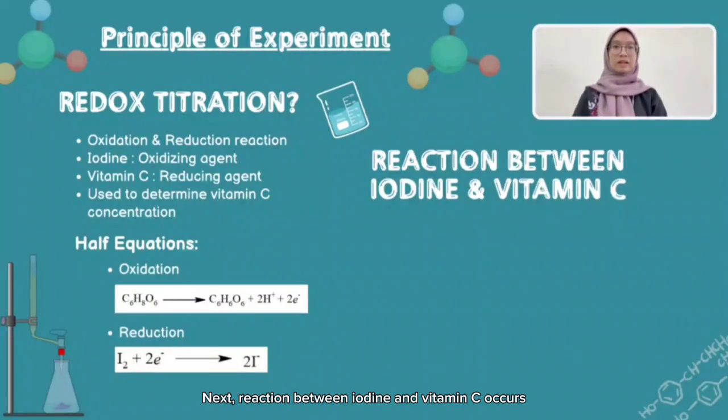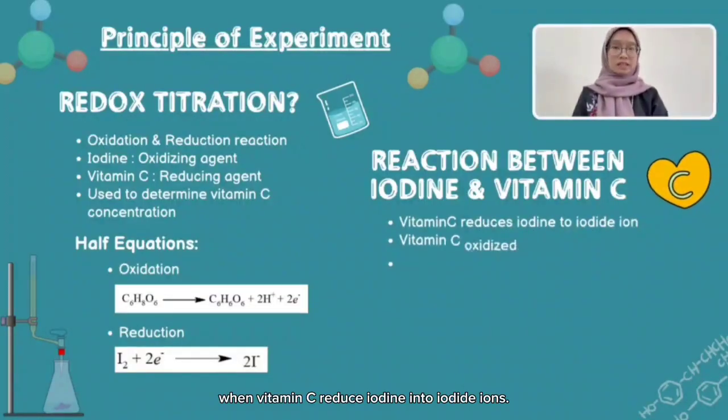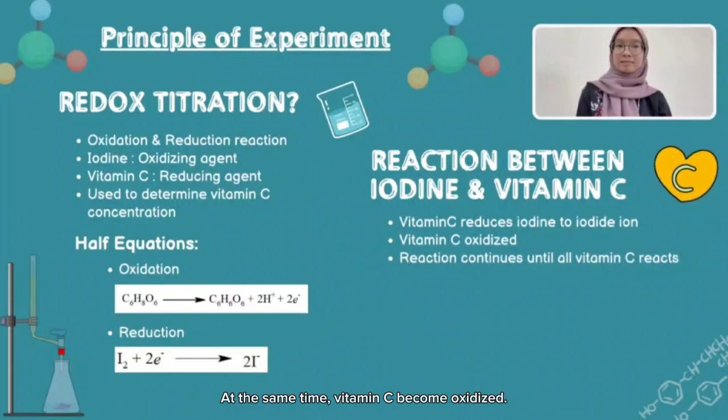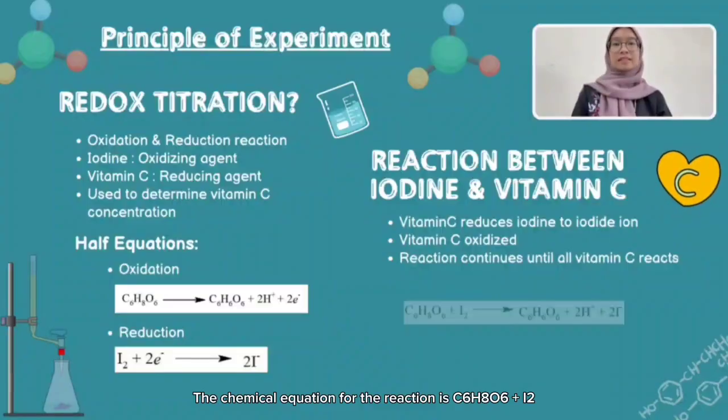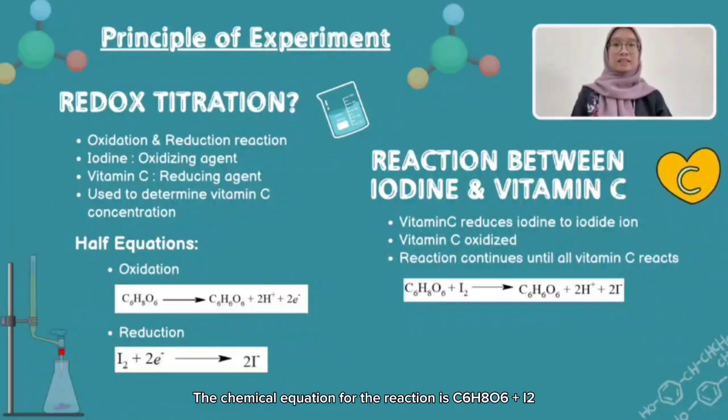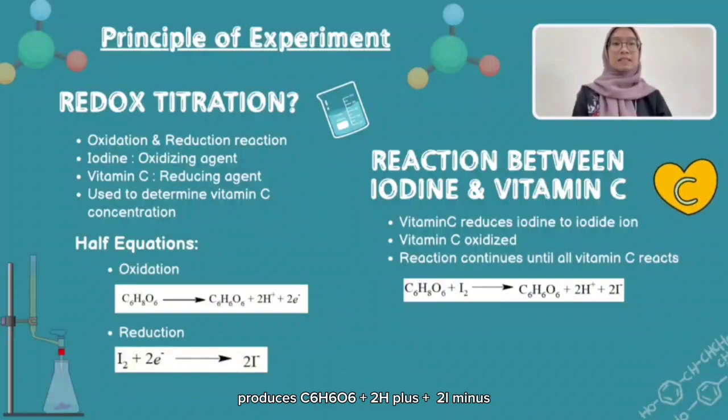Next, the reaction between iodine and vitamin C occurs when vitamin C reduces iodine into iodide ions. At the same time, vitamin C becomes oxidized. This reaction continues as long as vitamin C is still present in the solution. The chemical equation for the reaction is C6H8O6 plus I2 produces C6H6O6 plus 2H+ plus 2I-.